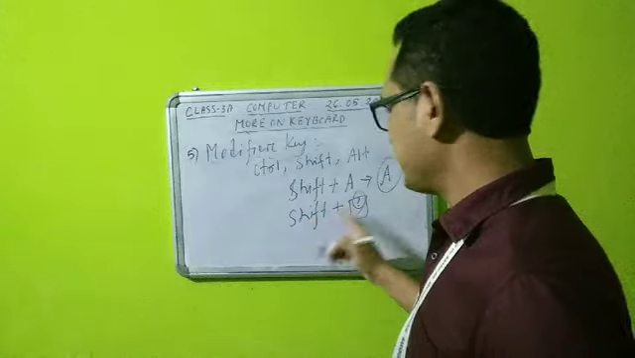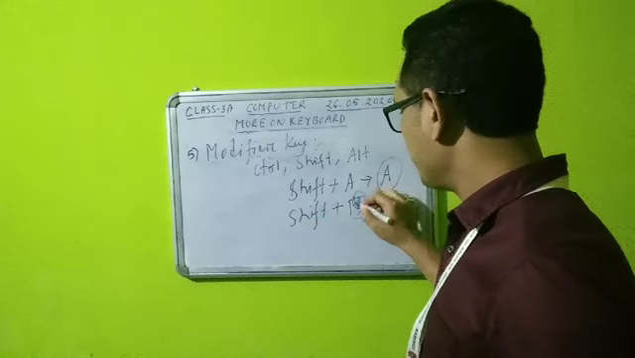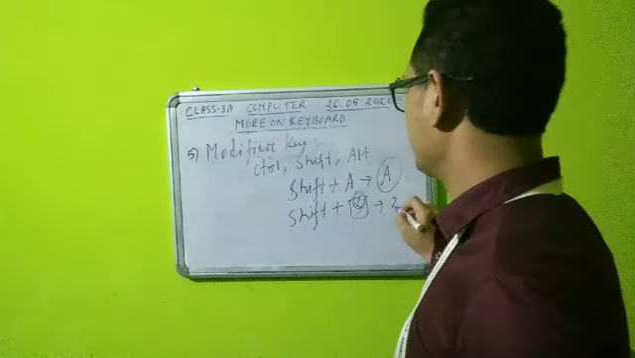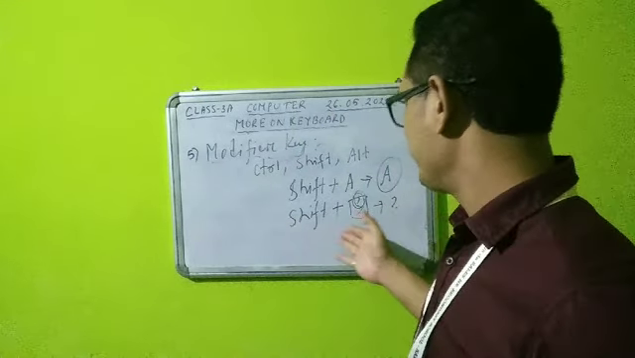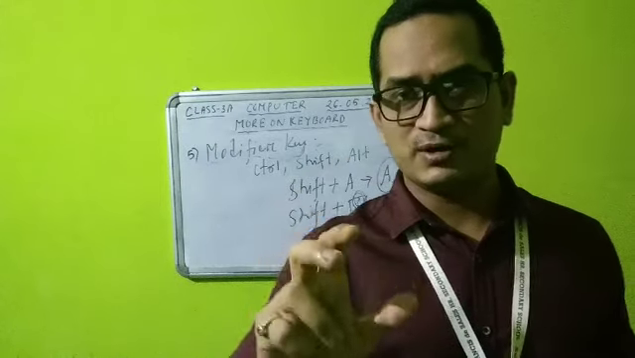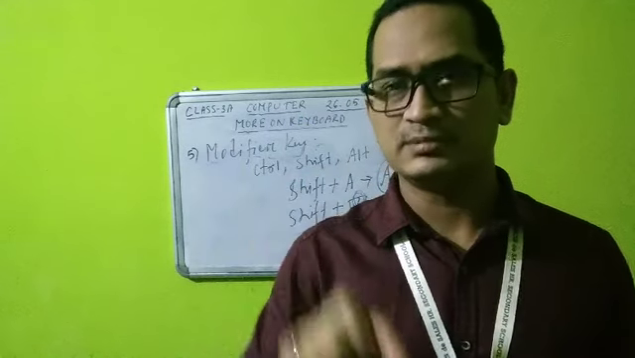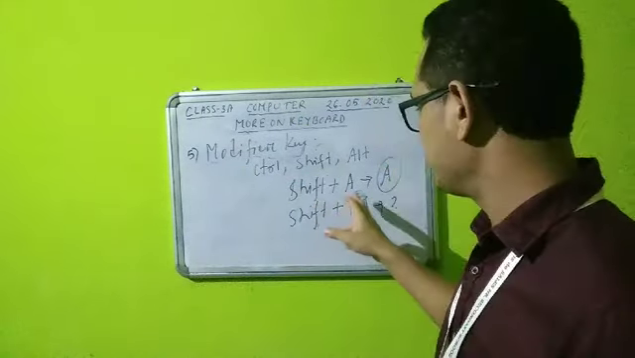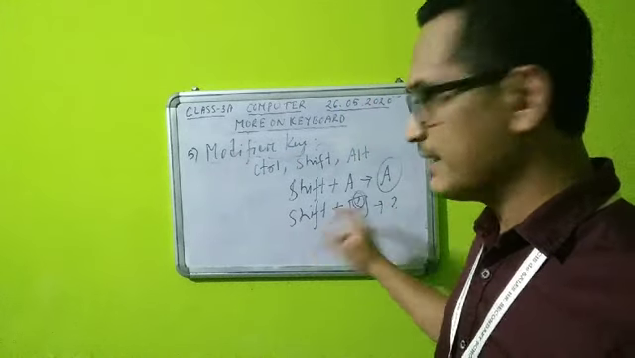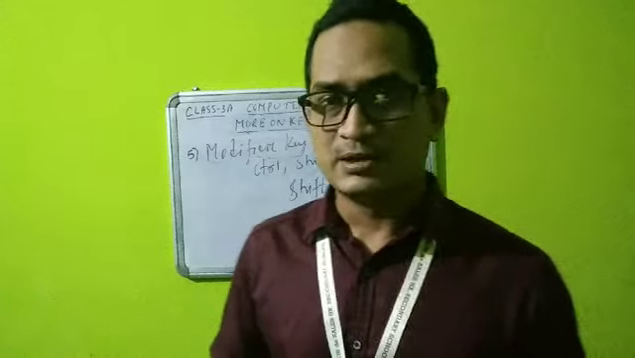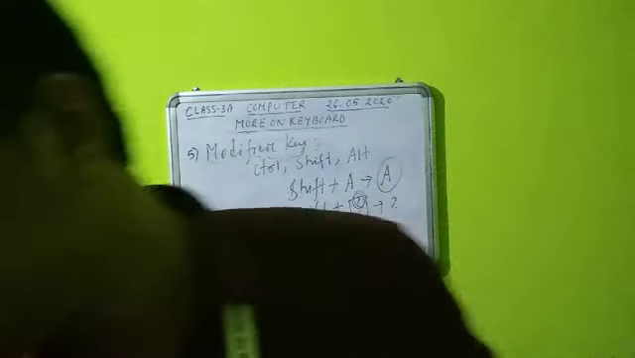If you press shift and that button, the symbol of the upper part will be typed there. That means shift will work as a special key, a modifier key, that will give you an option of typing the upper one. Whatever symbol is given on the top part, that symbol will be typed if you press shift and that button. Fine. So students, that is the purpose of shift.